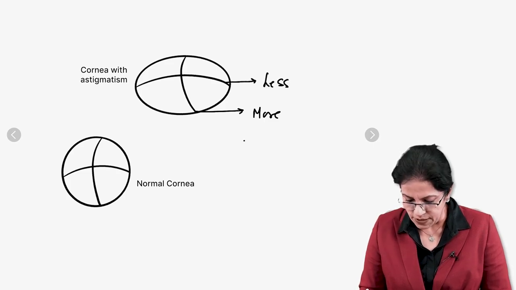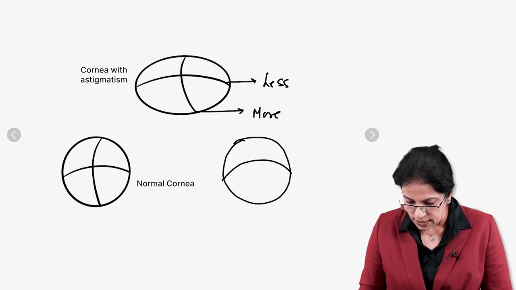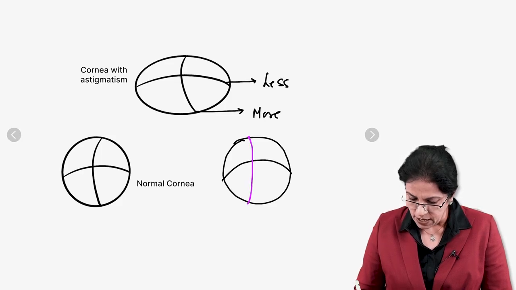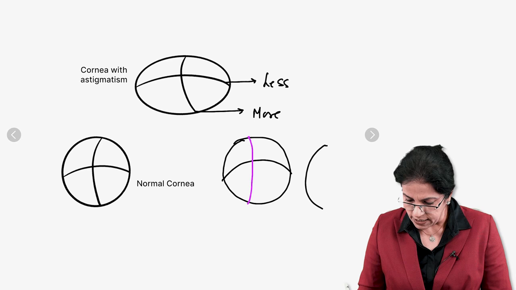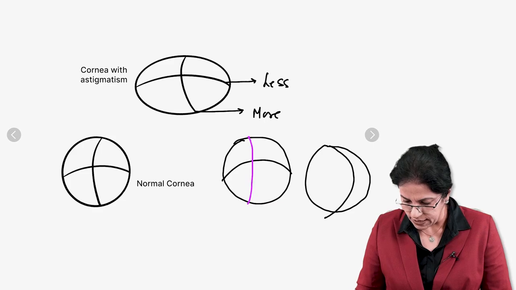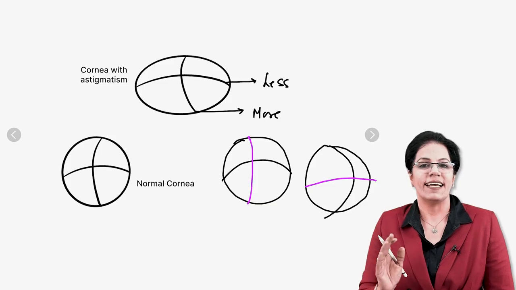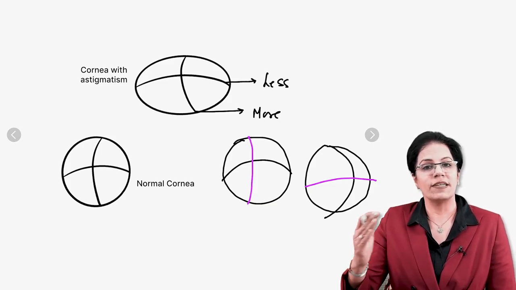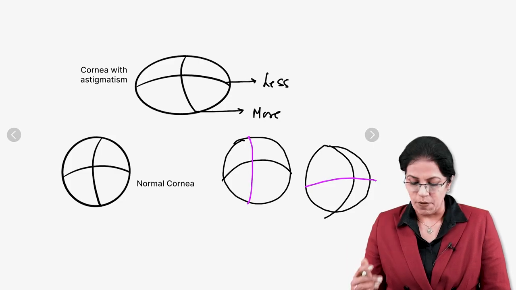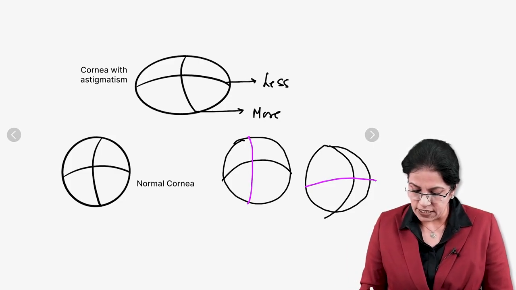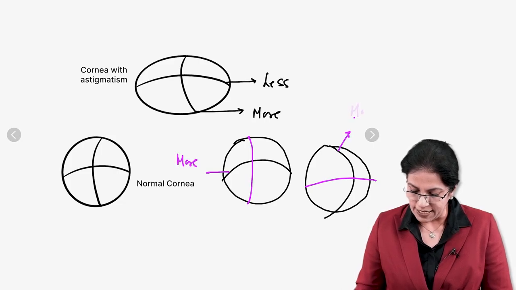If you want to draw, you can draw like this. Either horizontal is more than vertical, or vertical is more than horizontal, right? Anything. So this is what astigmatism is. More the curvature, more is the refractive power. So remember that. That means the curvature in this case is more in the vertical axis.